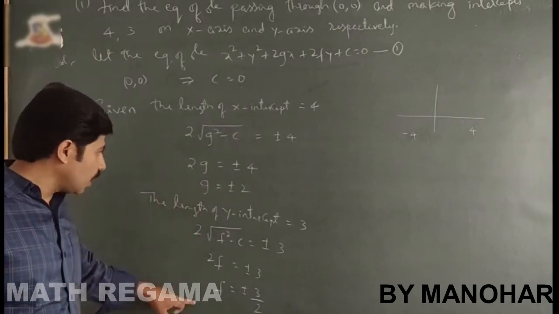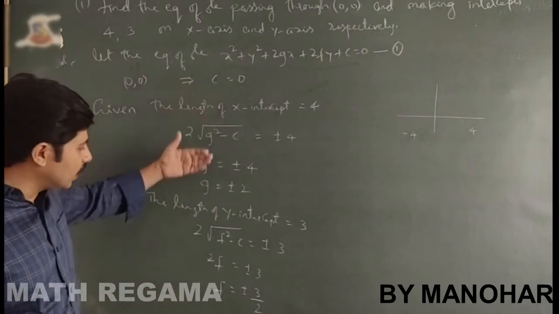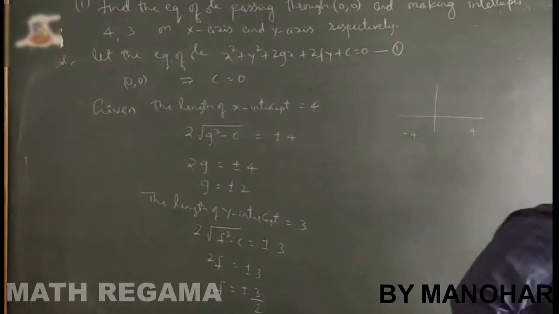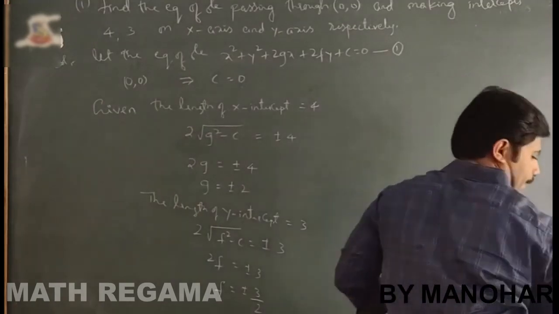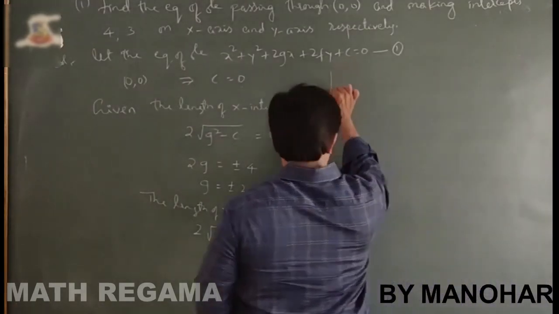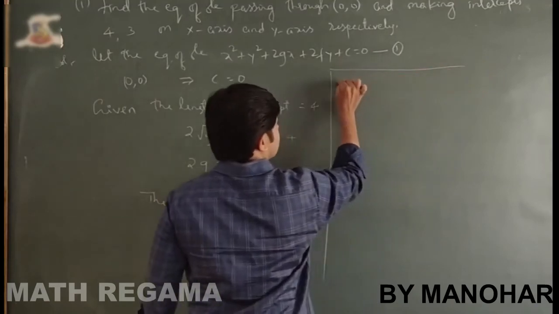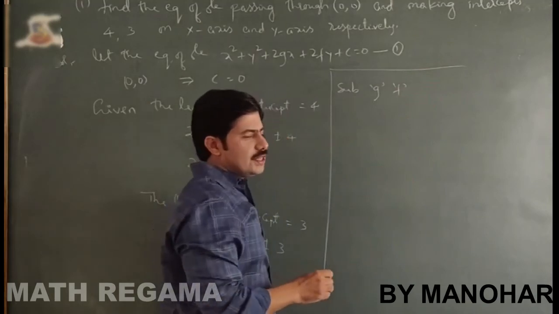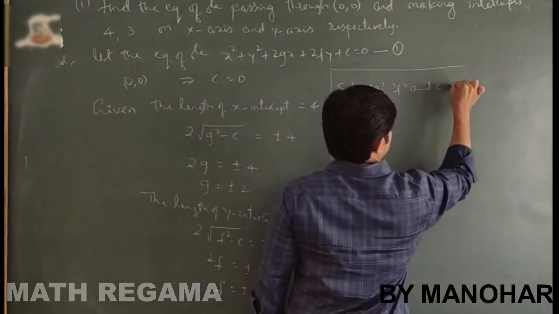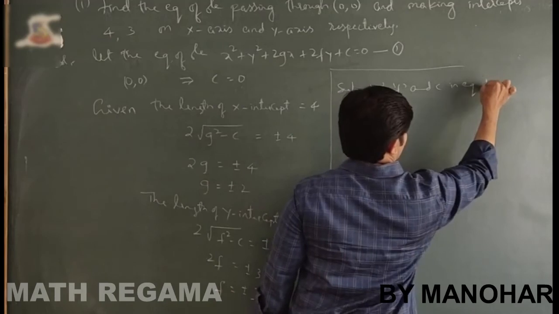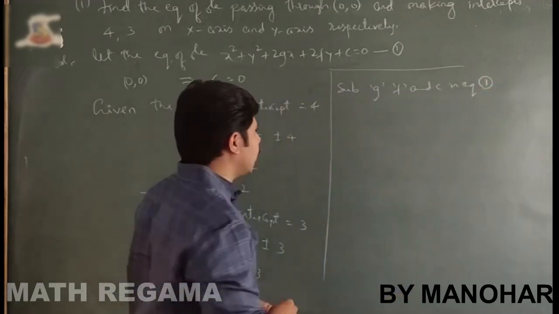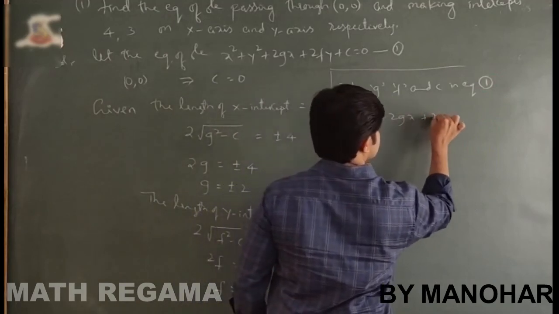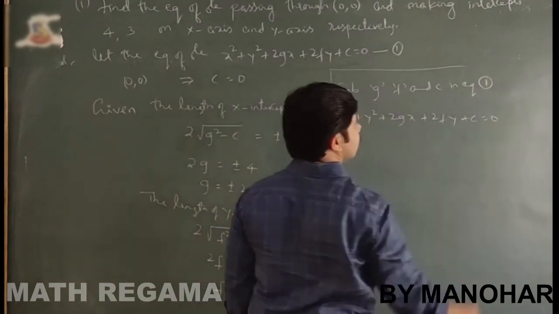Now we have g, f and c. Now all the 3 values we have, just substitute back in equation 1. So now substitute g, f and c in equation 1. So what is equation 1? It is x square plus y square plus 2gx plus 2fy plus c is equal to 0.